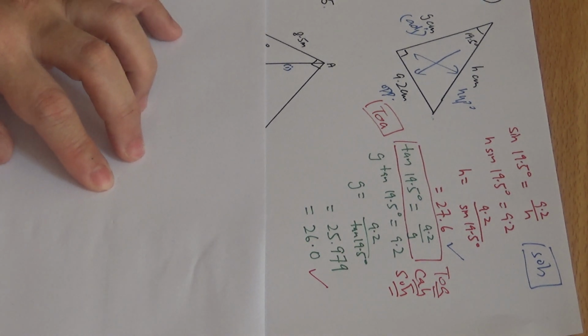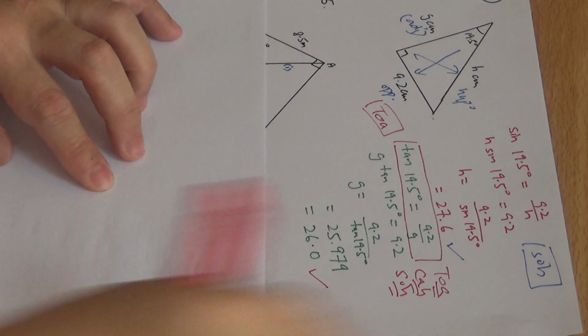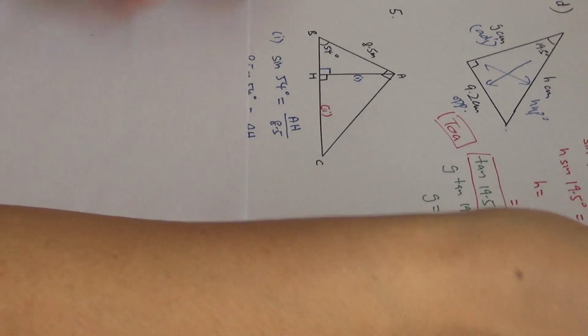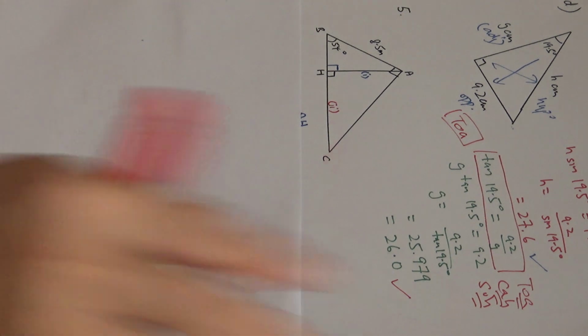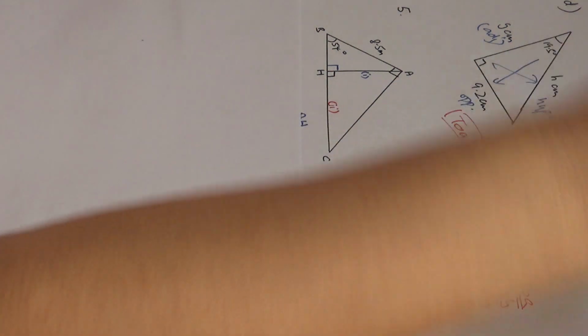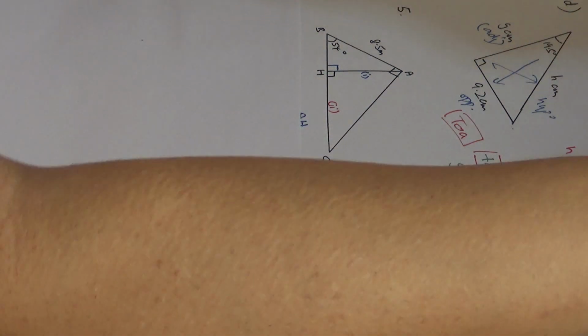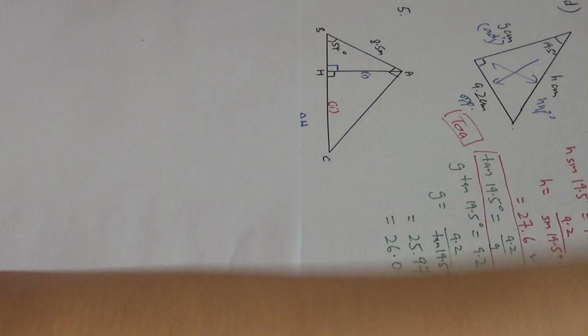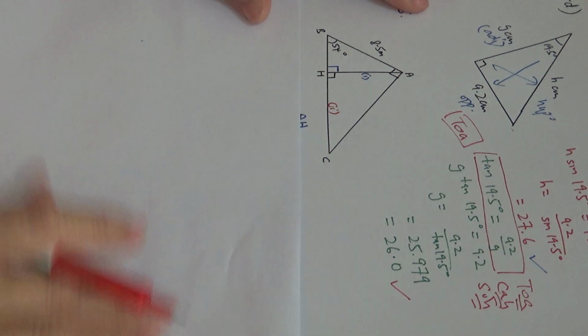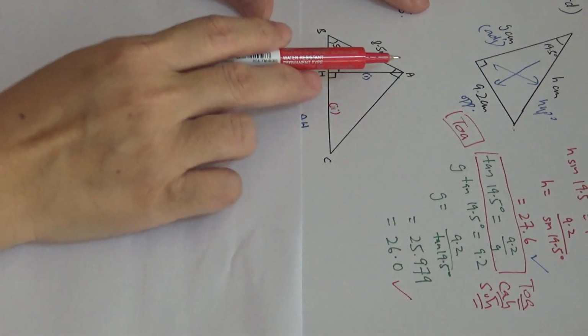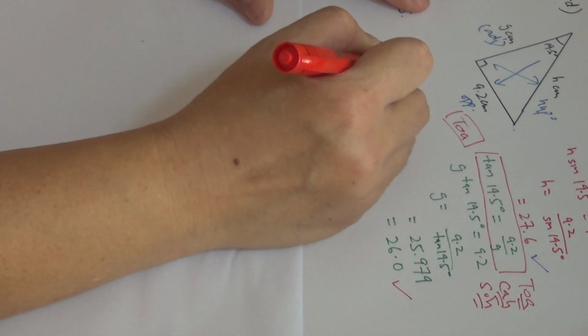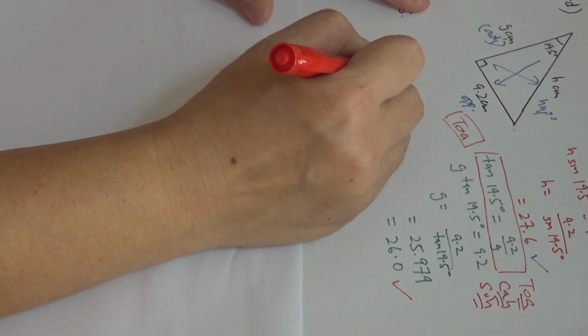Now I'm going on to the last question, and that is question number 5. This one may be a bit difficult, but I'm going to explain it to you. This is found on page 200 of your textbook. You read through the question. They want you to find AH, part 1, this one, AH.